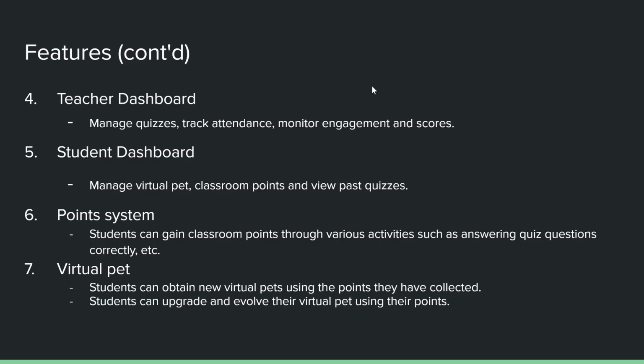Our sixth feature is the point system. Students can gain classroom points through various activities, such as answering quiz questions correctly, or active participation, etc. Lastly, we have the virtual pad feature. Students can obtain new virtual pads using the points they have collected. Students can upgrade and evolve their virtual pad using their points. The virtual pad is an interesting incentive for students to be more engaged in class and somewhat gamifies the classroom experience.